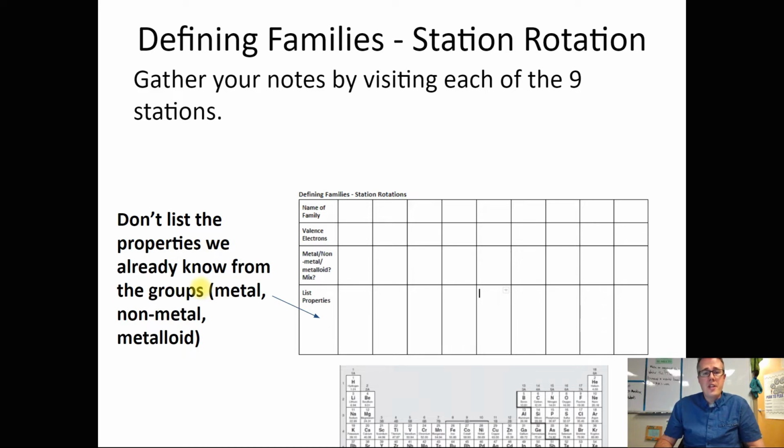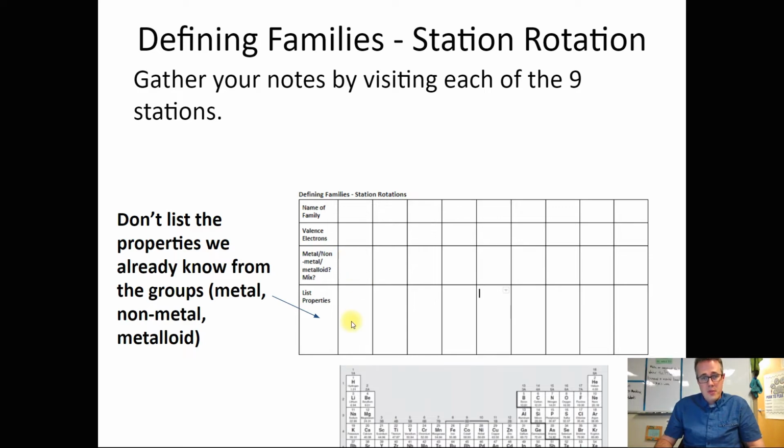I have these stations digitally in Google Classroom, but they can also be found on paper in the actual classroom. Your job is to visit the paper for each one of the families and fill in the table. So you'll need, of course, the name. Since the valence electrons are what define the family, we're going to need them also. If you've already finished the metals, nonmetals, and metalloids, which you should have, I need to know, are they mostly one or the other? Are they a mix? What are they mostly made out of?